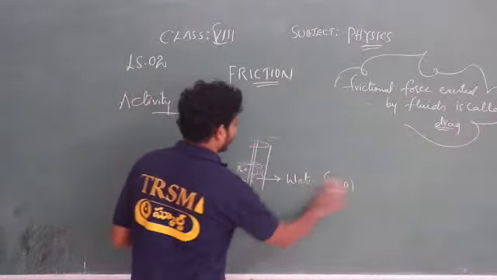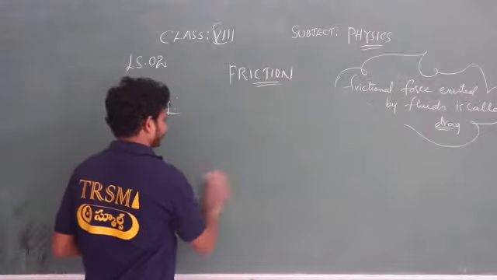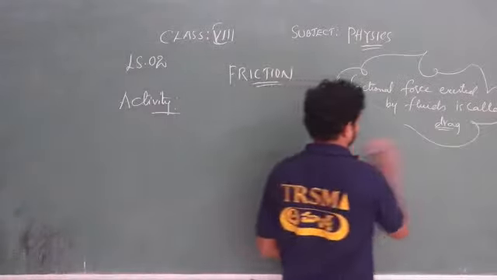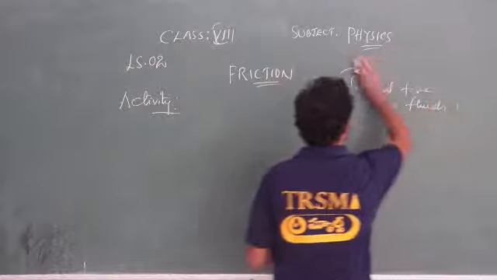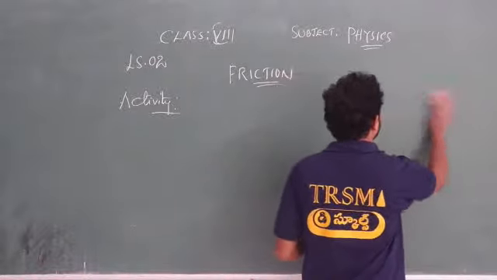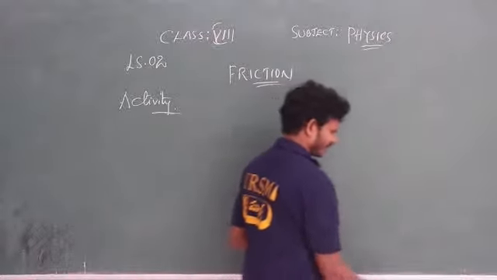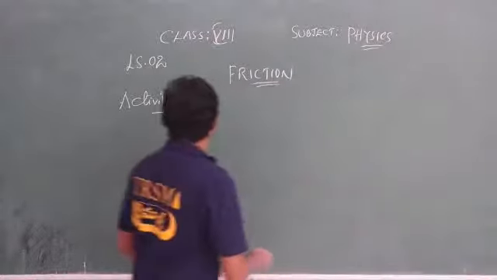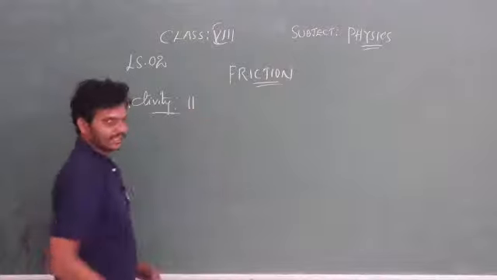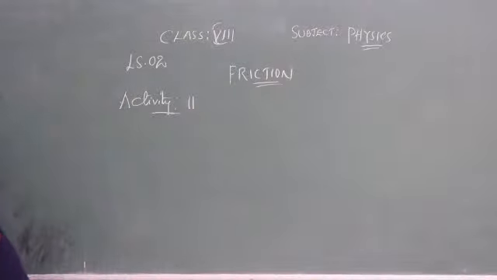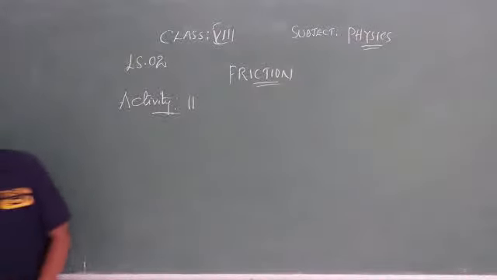Now let's move on to the other activity, that is 11. Be alert, everybody. Activity 11, this is identifying factors influencing the fluid friction.